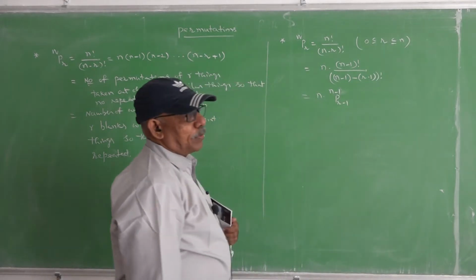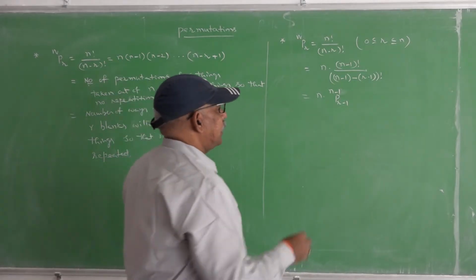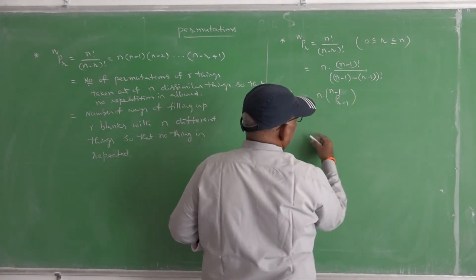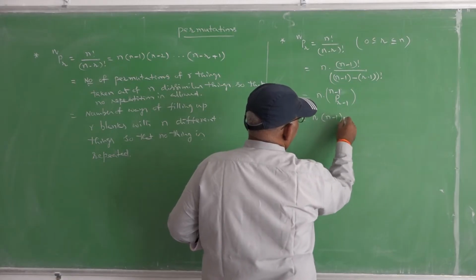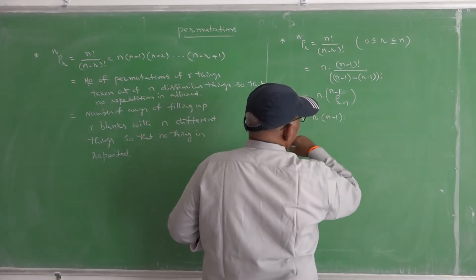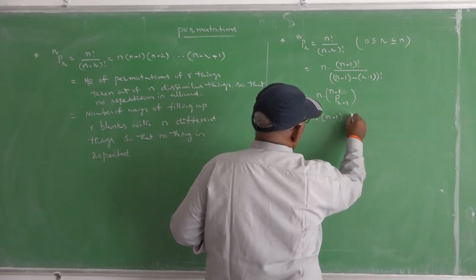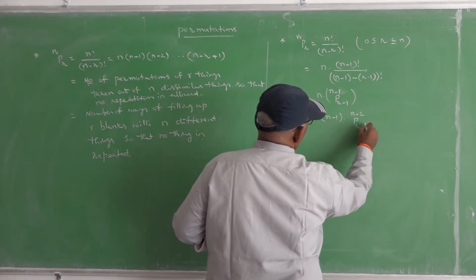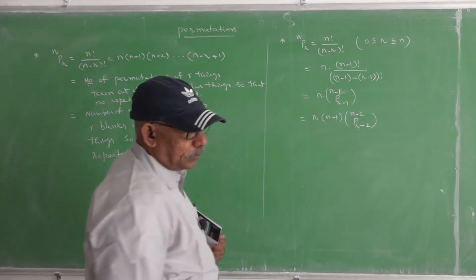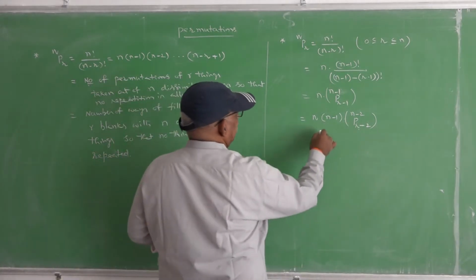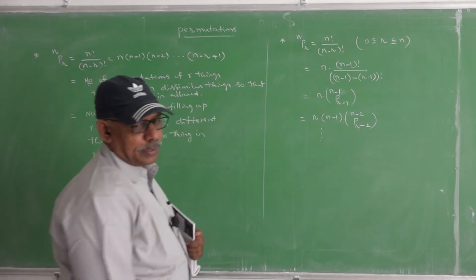So nPr equals n into (n minus 1)P(r minus 1), which similarly can be written as n into (n minus 1) into (n minus 2)P(r minus 2). Like that you can write the nPr value.